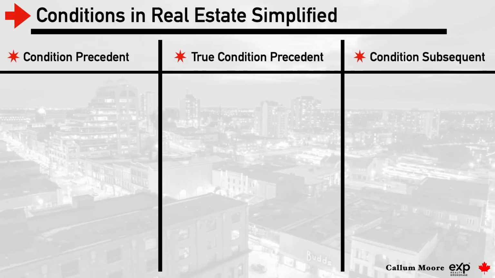Now the two types of conditions. So there's 3, but we'll bundle a condition precedent and a true condition precedent together as the first, and the second will be the condition subsequent. And real world, spoiler alert again, and to keep it simple, a condition precedent in the real world is used a vast majority of the time.